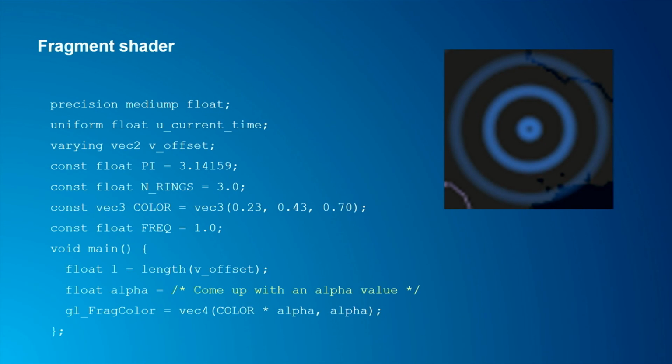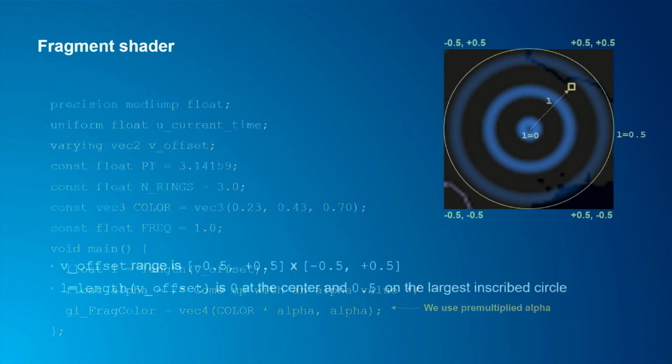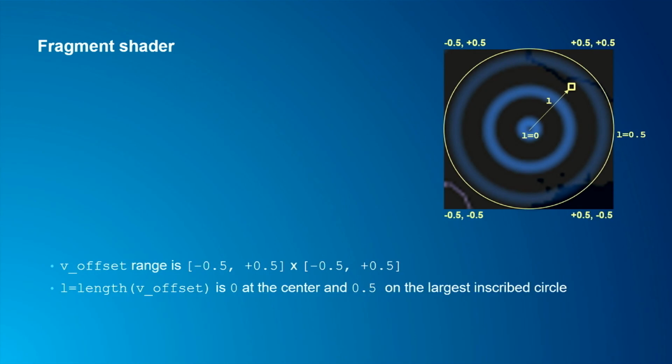The fragment shader is responsible for computing an alpha value dependent on the position of the fragment in the marker, in the quad. And once it's done with that, since we're using premultiplied alpha, we combine it with the RGB color of the marker and we return. Shading is based on the length of the offset vector, which is 0 at the center of the marker and 0.5 on the outer edge.